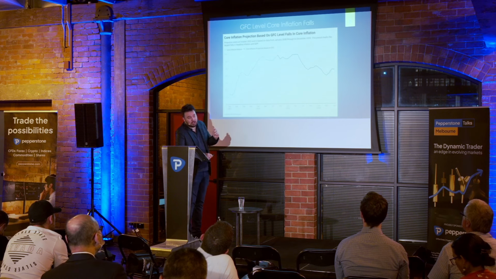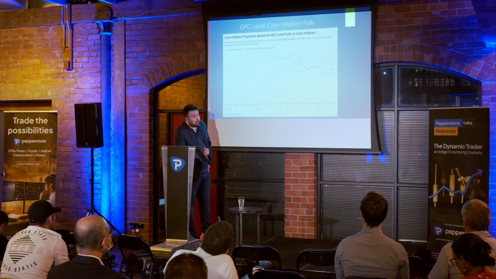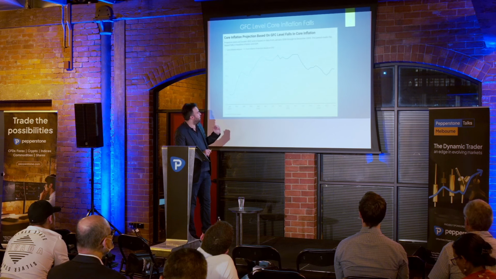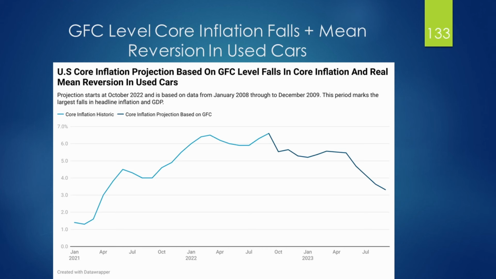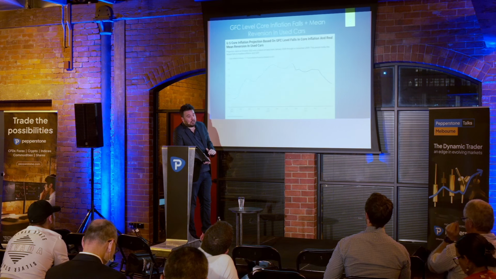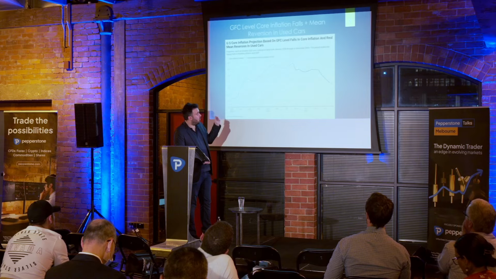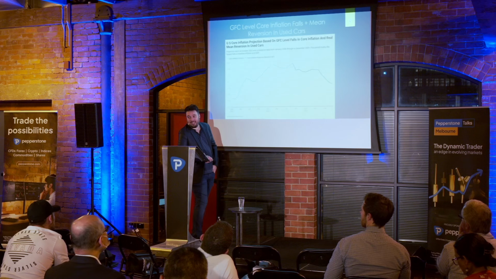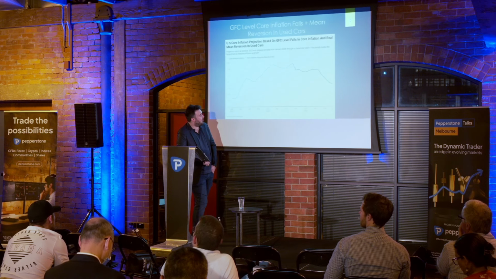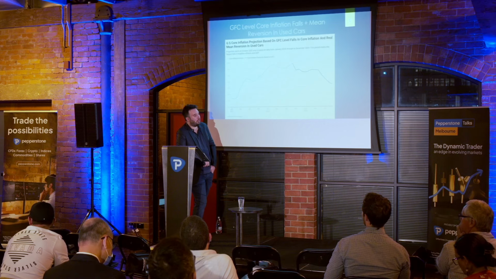But as I mentioned in the panel earlier, there is also the used car factor. So let's give this thing the absolute best chance of getting core inflation under control. Let's give it a GFC, and let's give it a mean reversion in used car prices in real terms. Even if we see used car prices plummet and have a full-on mean reversion to where they were pre-pandemic, core inflation will still be above 3%. It's a hell of a thing. And I think that just really illustrates just how tough core inflation is to kill.